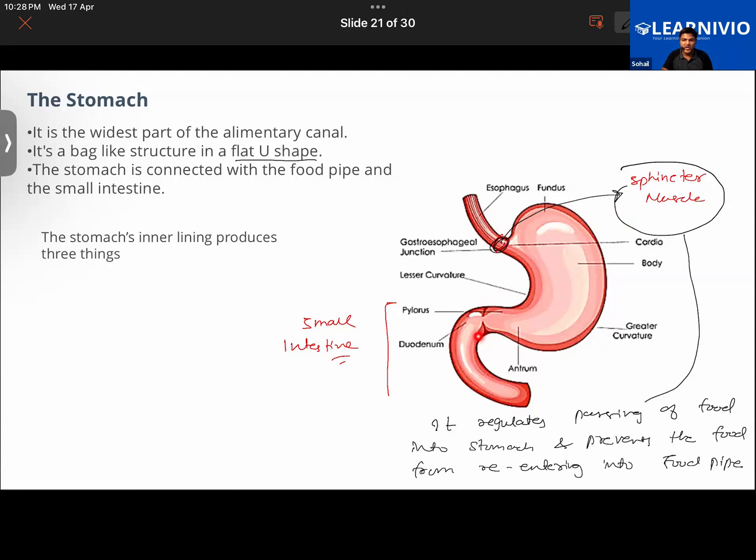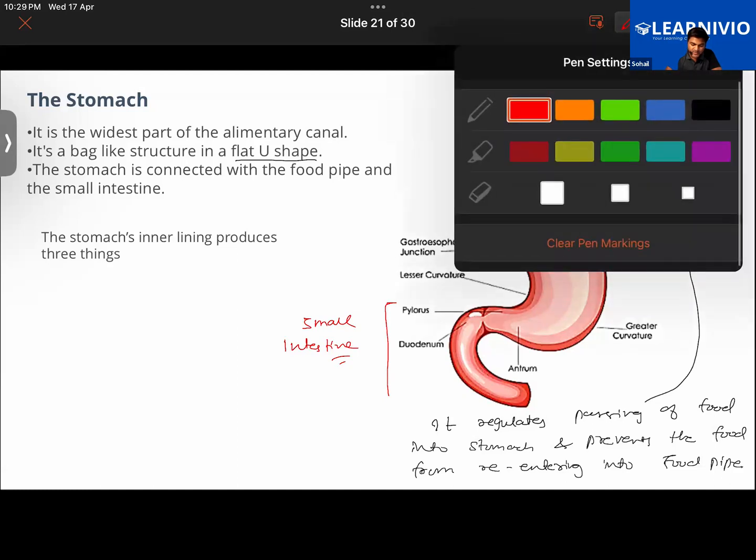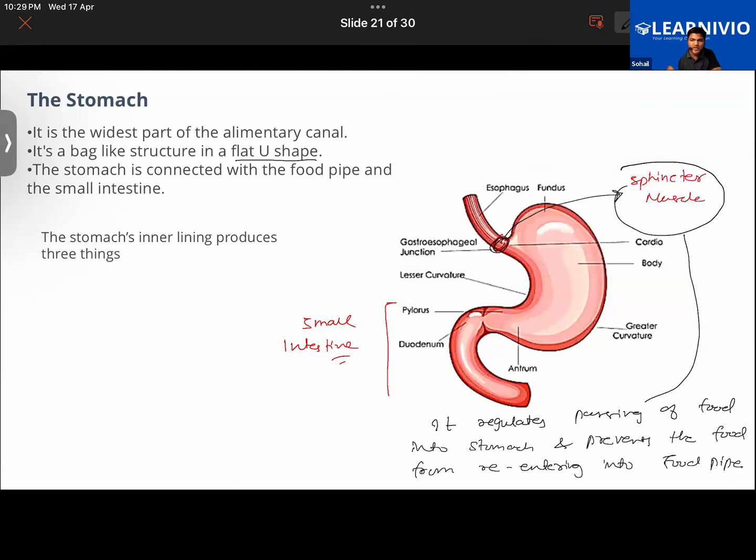It will be present here also. It will be present at the ending of the alimentary canal. Basically, the anal sphincter is also there. Anyways, let's talk about the secretions. What is secreted by the stomach? Now, if you were to look at the inner lining of the stomach, there was one more interesting thing which I wanted to tell you about the stomach.